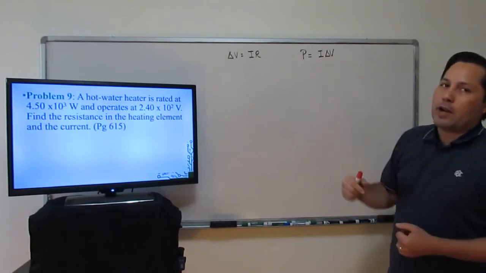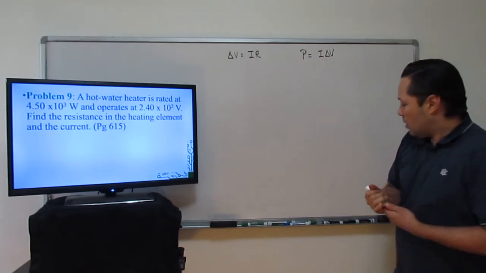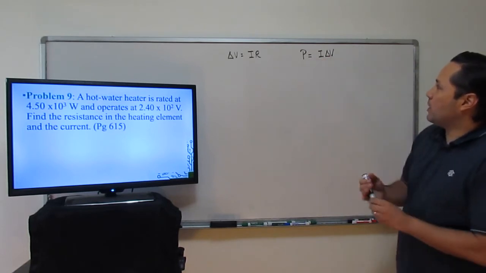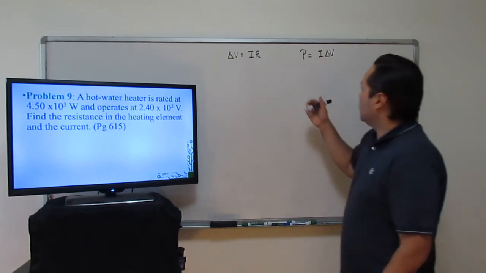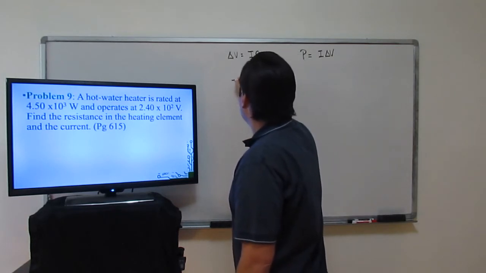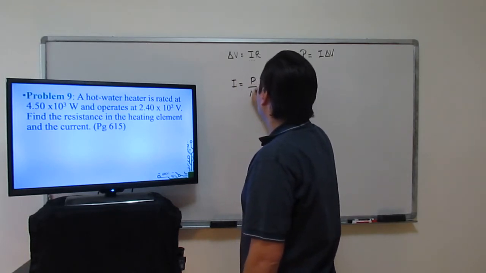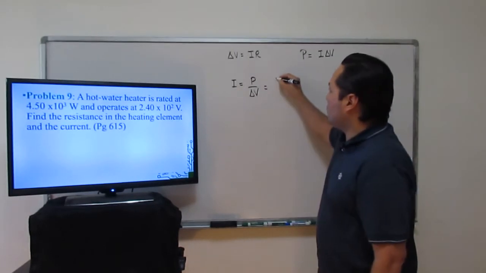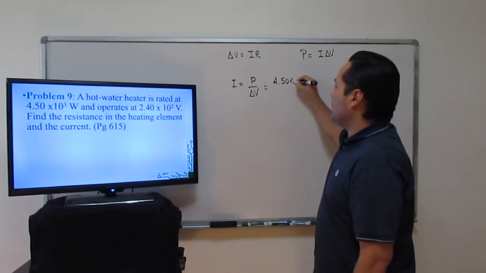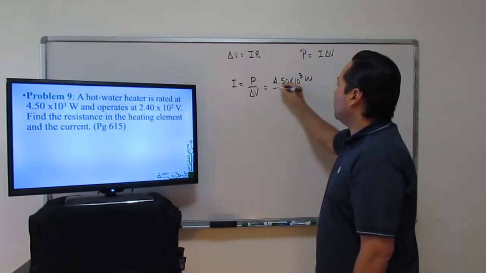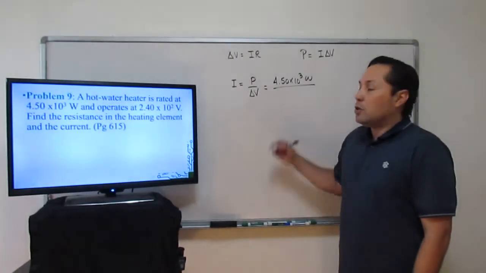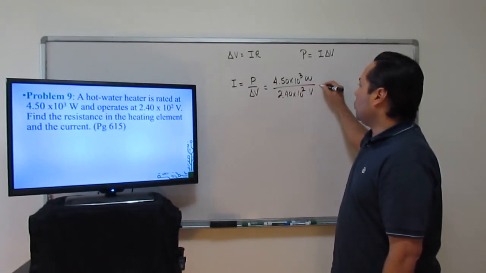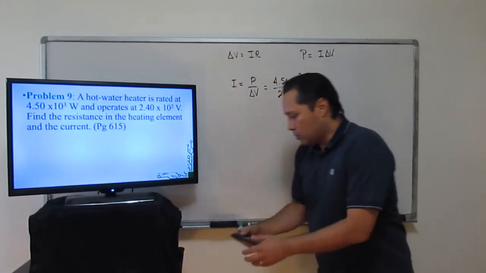this formula here to find what is the current. Okay, so now we're going to isolate the I by dividing both sides by the V, the voltage, and so it will look like this. Current is power over the potential difference. So the power is 4.50 times 10 to the 3 watts, 4,500 watts, divided by 2.40 times 10 to the 2 volts. That's 240. So plug them into the calculator.